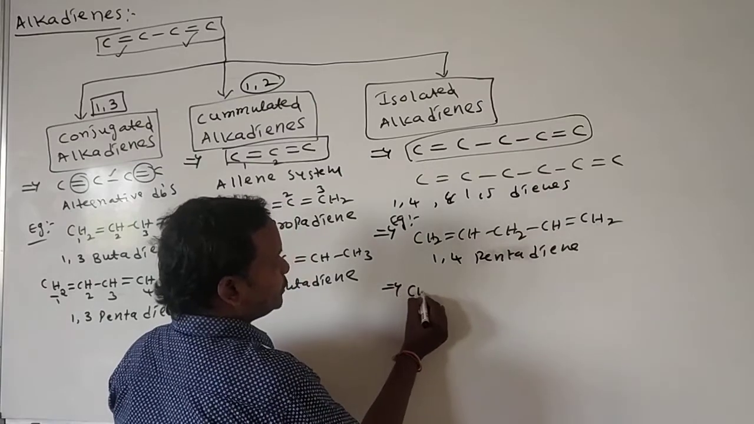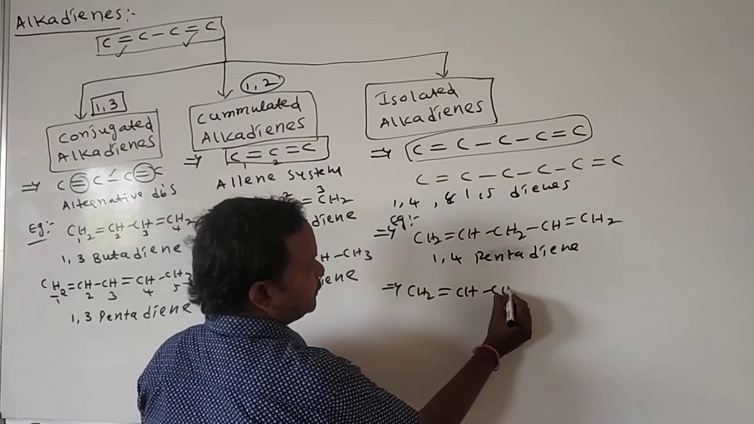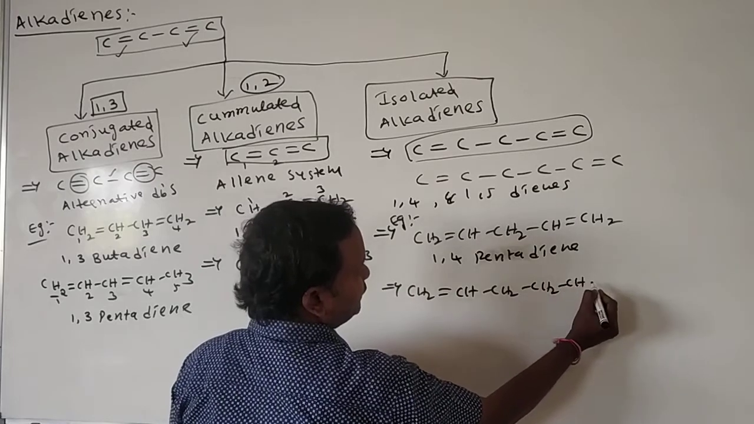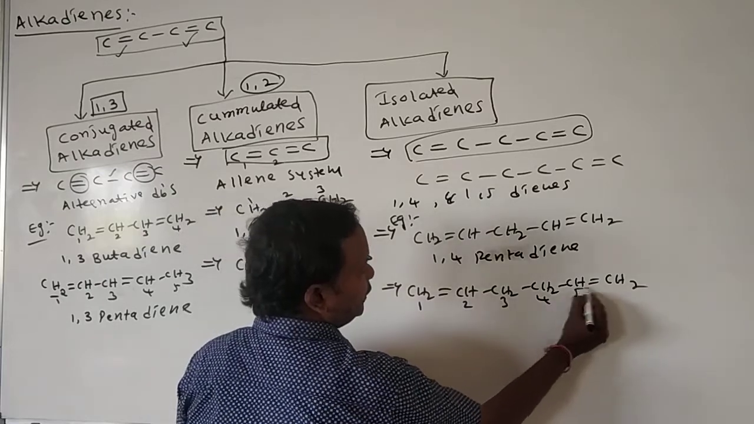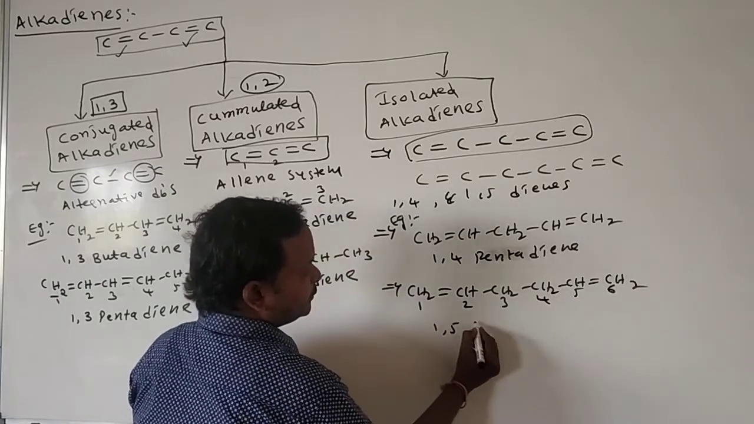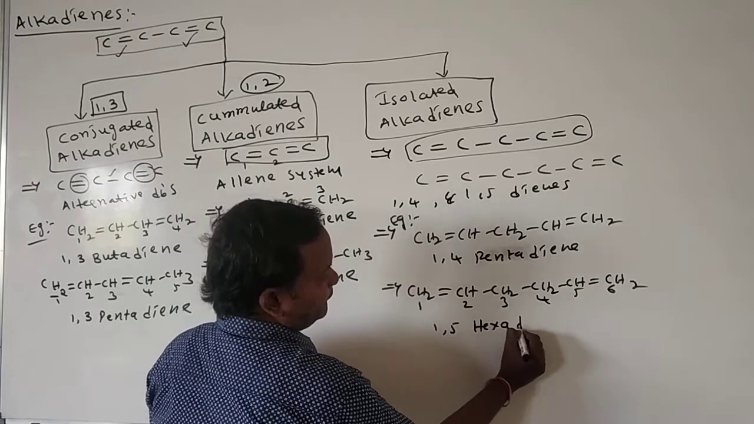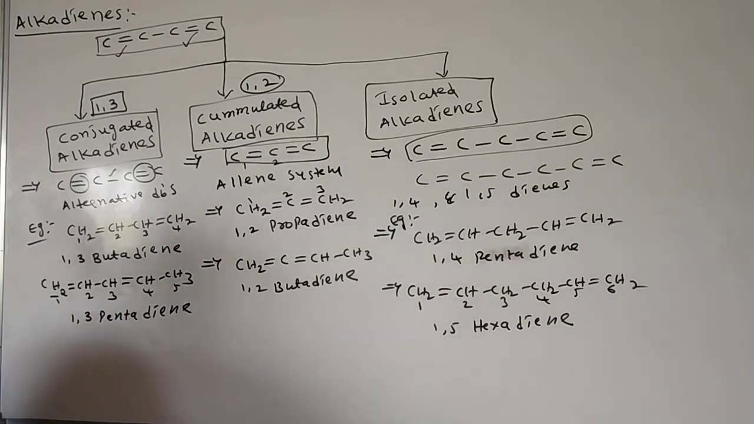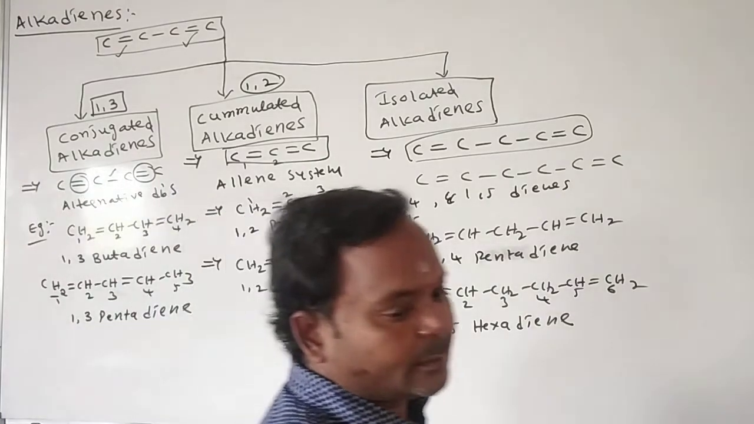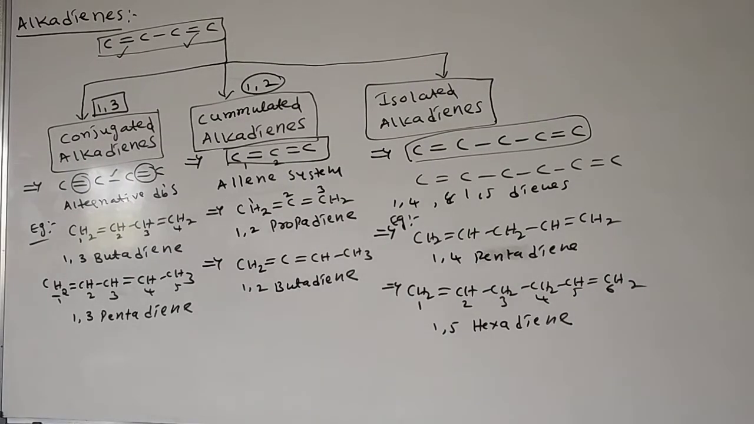Here I am taking one more: CH2=CH-CH2-CH2-CH=CH2. Give the numbering 1, 2, 3, 4, 5, 6. 1,5-hexadiene. These are the important three alkadienes. What is the first one? Conjugated alkadienes. Second one, cumulated alkadienes, and third one, isolated alkadienes. These are the types of dienes.